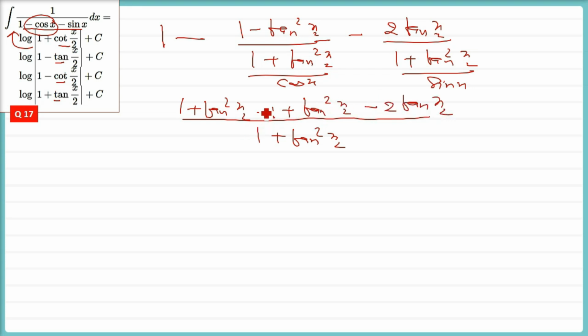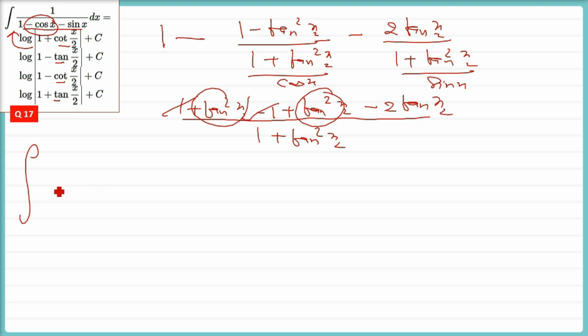So what are we going to get? 1 will get cancelled. Tan square x by 2, tan square x by 2, there are 2 tan square x by 2, so it will be twice tan square x by 2, and this negative 2 tan x by 2 remains like that. So I am cancelling 1 and 1 and writing the final result. And please remember, it is the denominator. We are still talking about 1 minus cos x minus sin x. We haven't yet started integrating. Now this is below 1.